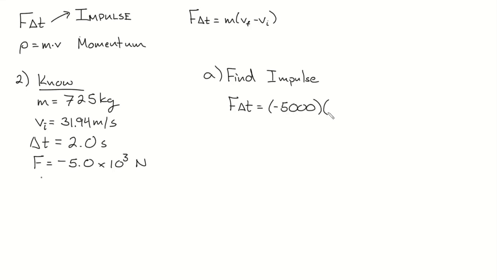And how much time did it take? So here's newtons. Here's 2.0, and that's seconds. What's the impulse? Negative 10,000 newton seconds. Piece of cake, I hope. Nothing crazy there.